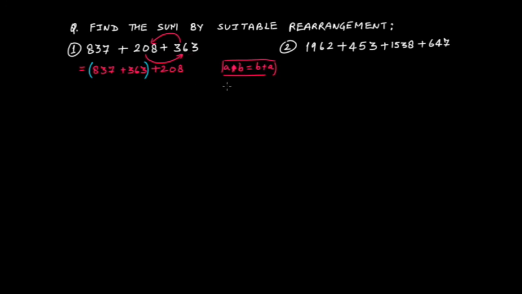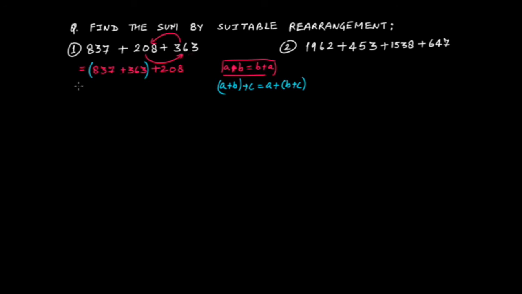And you remember what the associative property was? If A plus B, and plus C, then it would be equal to A plus B plus C. Just like here we group together A and B, but in this one we group together B and C. Similarly, here we have grouped together 837 and 363. So this is the associative property of whole numbers.